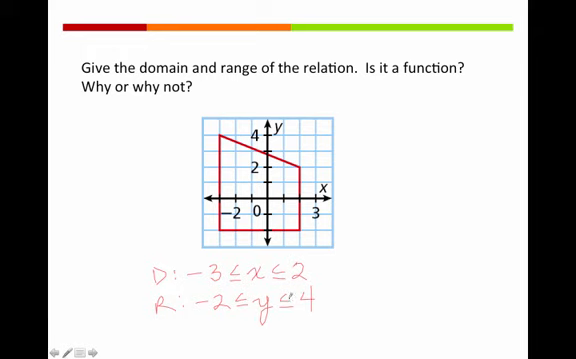Now I need to determine if it's a function. Well, if you notice, I've got an x value of 1 that relates to both 2.5 and -2. So this is not a function.